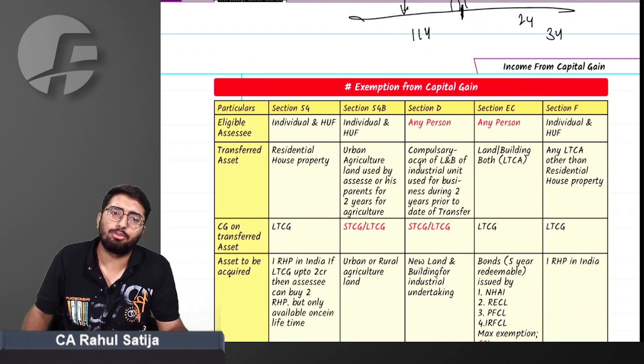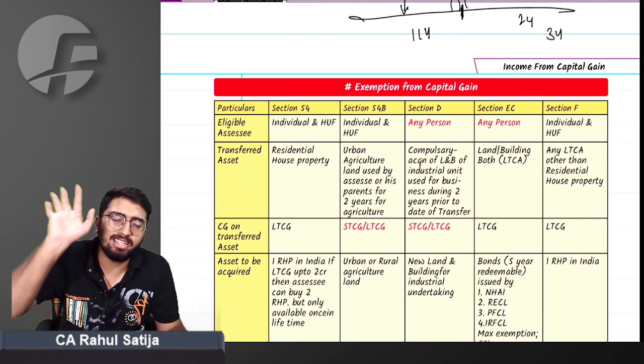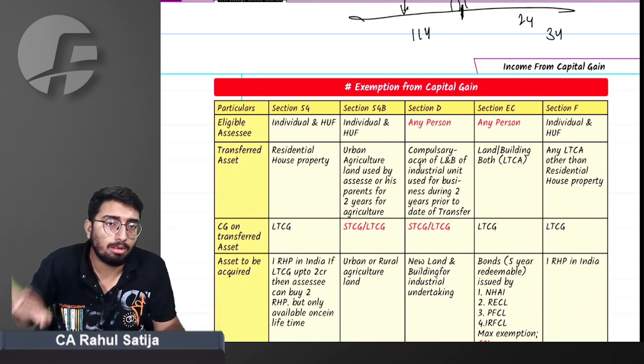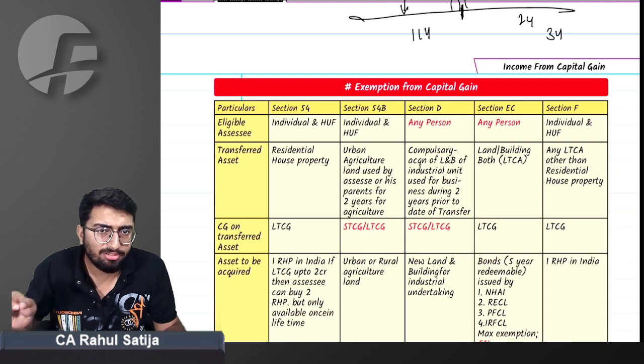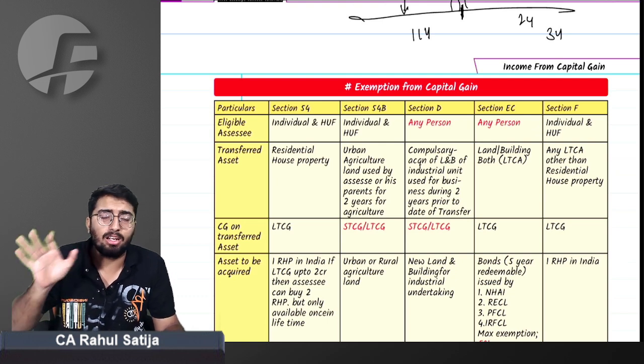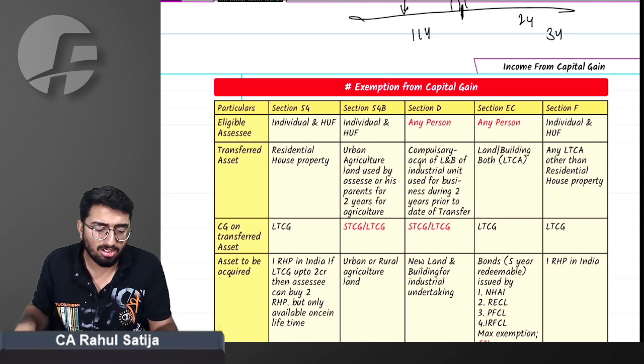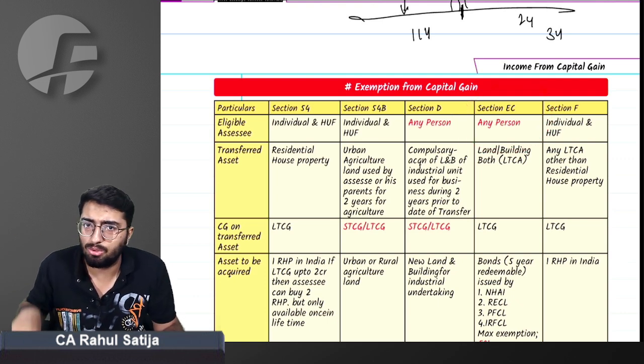Very important, section 54EC. This is the only section for tax planning available for companies. Just remember this point. Because if a company wants to save taxes on sale of any immovable property, they don't have any other option other than section 54EC. Simply, they don't have any other option.